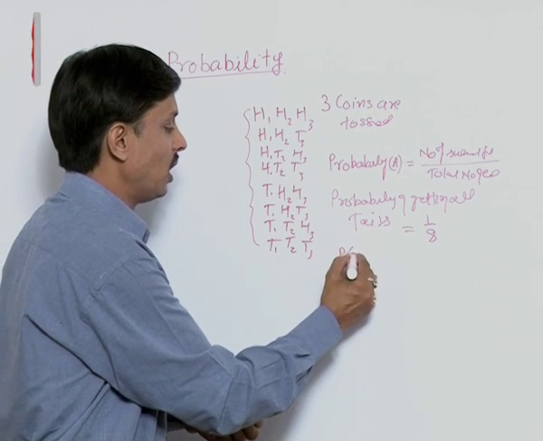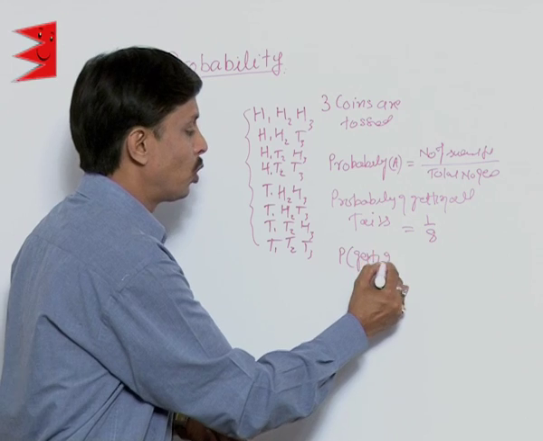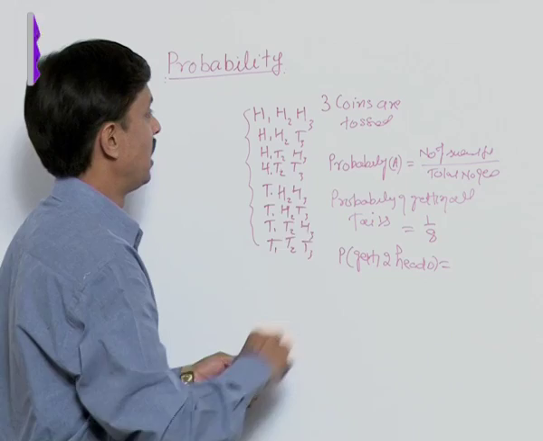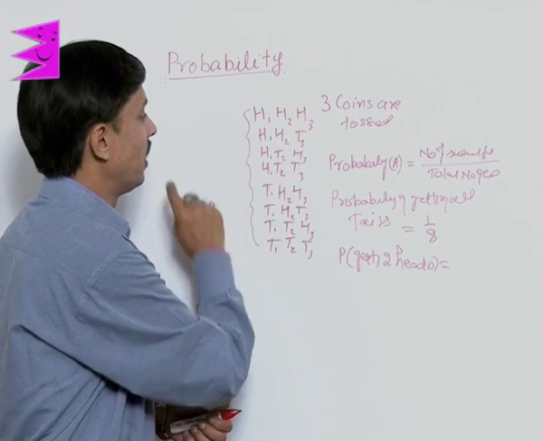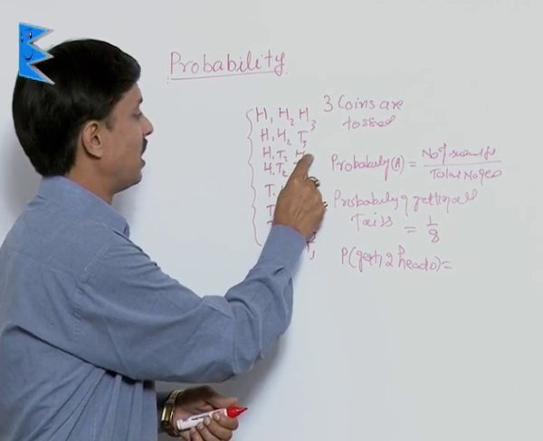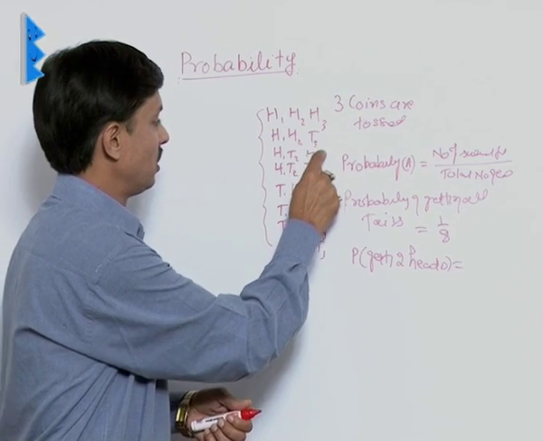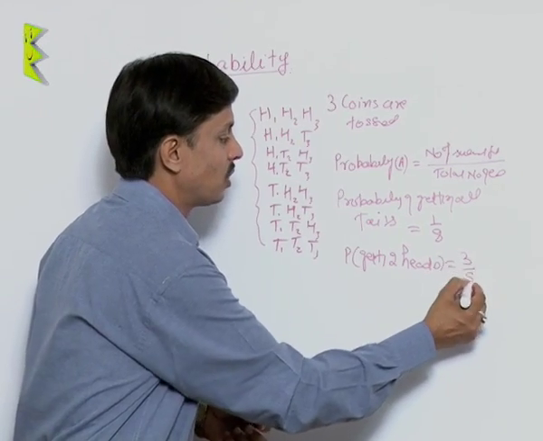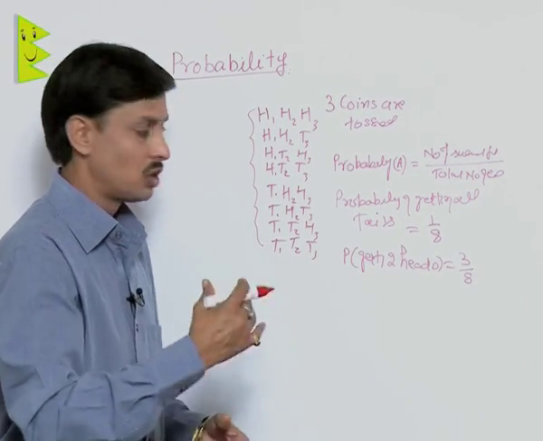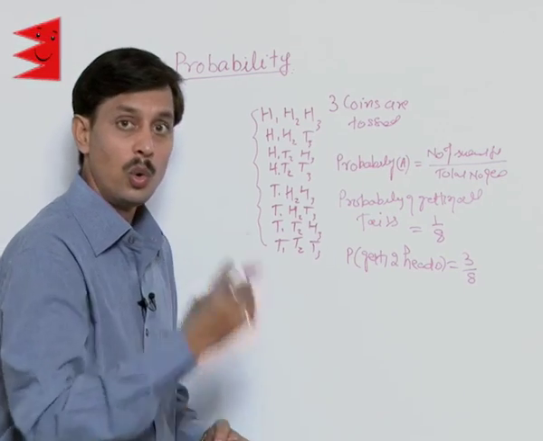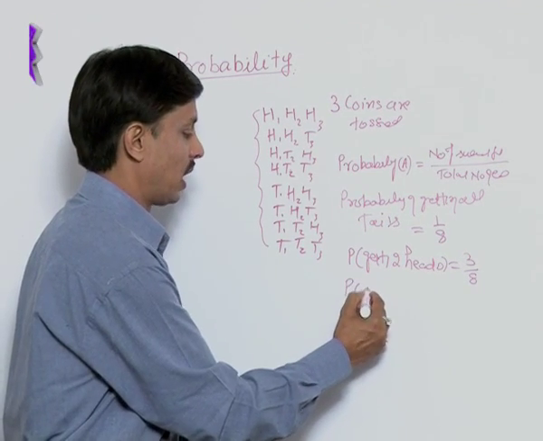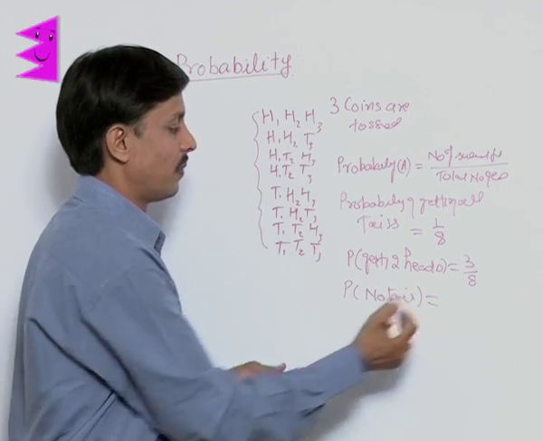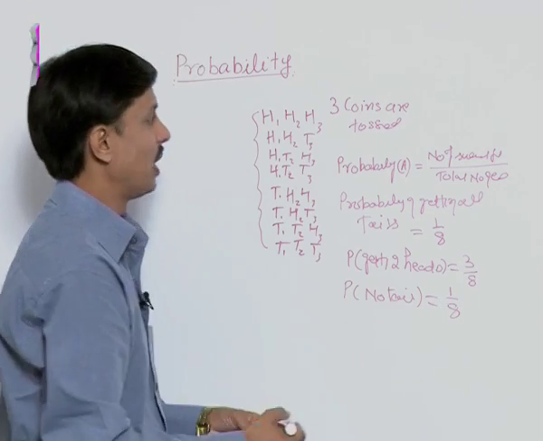Similarly, the probability of getting 2 heads. I can say 2 heads are here in the second, 2 heads are here in the third. So once, twice, thrice, it comes out to be 3 by 8. Similarly, the probability of getting no tail. No tail means all 3 heads. That is only one situation, 1 by 8.